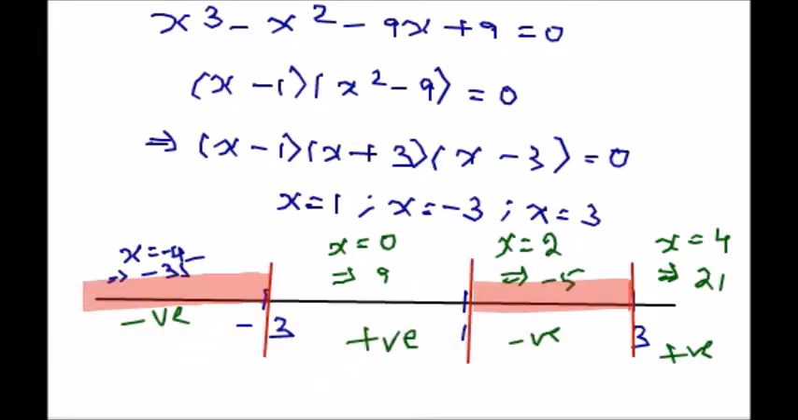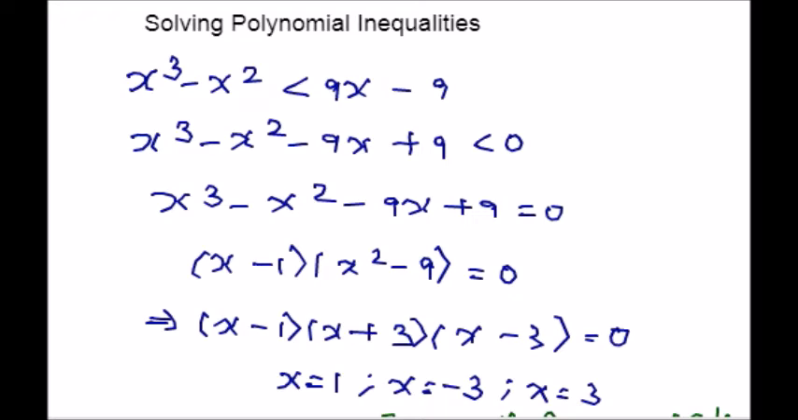So always follow the 6 steps that I mentioned at the start of the video if you want to solve any polynomial inequality. If the degree is less than 2, it means it is linear, no?